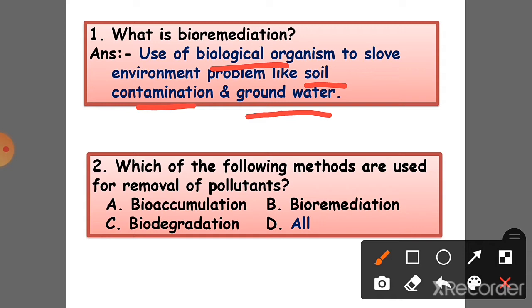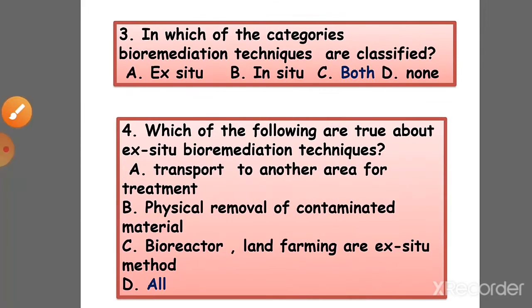Question 2. Which of the following methods are used for removal of pollutants? Answer D, all. Bioaccumulation, bioremediation and biodegradation methods are used for removal of pollutants.